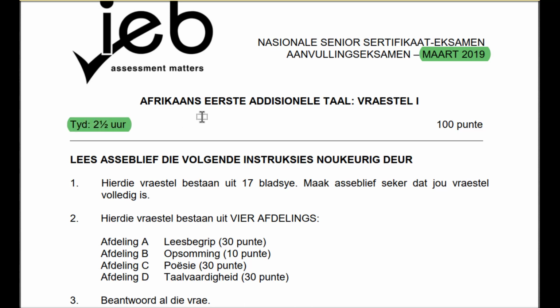The first thing we want to look at when we get our paper is to see what our time allocation is and how much time we have to spend on this paper.